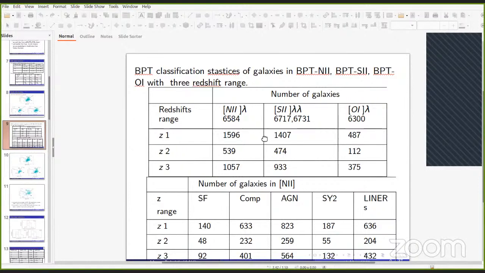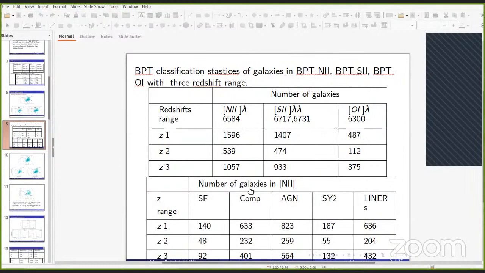When I compare all of them, I prefer the one with the higher number of galaxies. So I prefer to use the nitrogen 2 line, which gives 1,596 galaxies. Everything from now on, I do based on this number of sources, which is the nitrogen 2 line of 6584, which is this number.